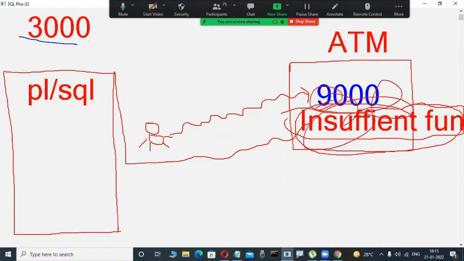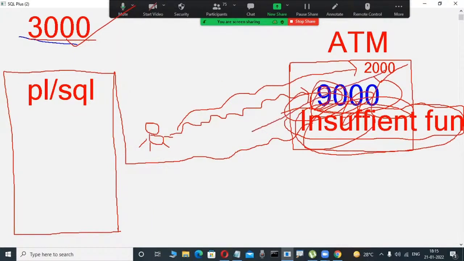Again, another scenario. For example, my balance is 3,000. Suppose I am inserting an ATM card and I try to withdraw 2,000 rupees. Is it possible? Possible. Why? Because here my balance is 3,000, and 2,000 is less than 3,000. That's why withdrawing 2,000 is possible in this example.